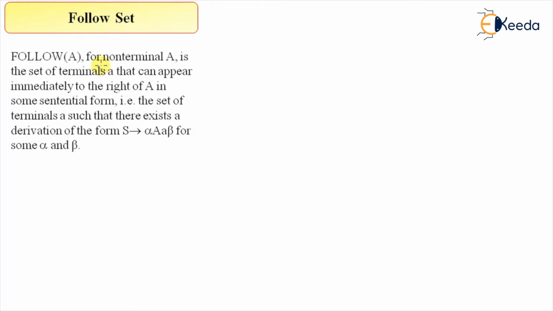The follow set of a non-terminal A is the set of terminals that can appear immediately to the right of A in some sentential form. The sentential form is nothing but the intermediate representation of a derivation. So some sentential form it can appear, that is the set of terminals.